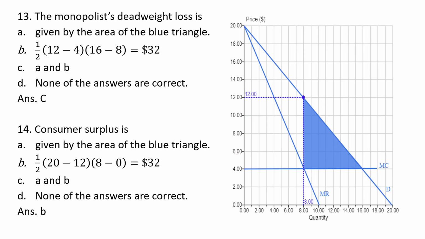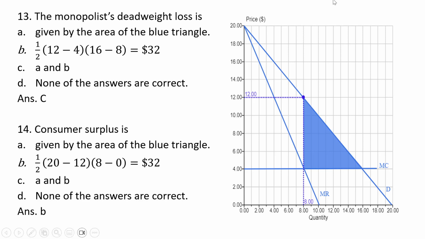Question 13 and 14. The monopolist deadweight loss is, yes, going to be given by the area of the blue triangle here. What are the dimensions of this blue triangle? Using that formula once again, the area of a triangle is 1/2 base times height. We can say the height is 12 minus 4, that's what I have in parentheses, and the base of this triangle is 16 minus 8. Putting that all together, we get the deadweight loss of $32. So answer A and B.